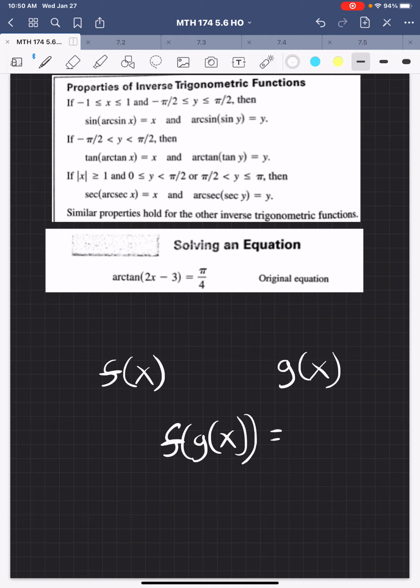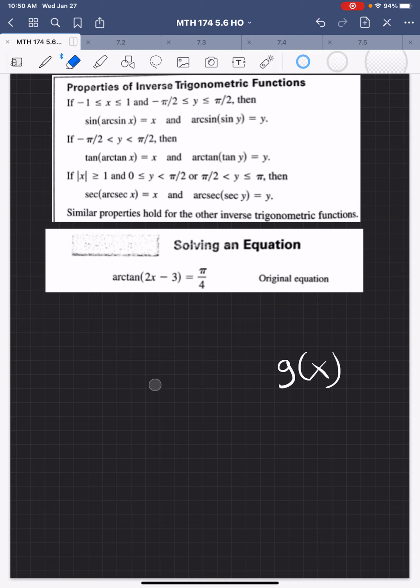Well, hopefully you remember that the composite of inverse functions are going to cancel out all of the operations, and you're just going to be left with x. Now, why do I revisit that concept? Because I want to show you a little trick that not a lot of students think about when they're solving equations.